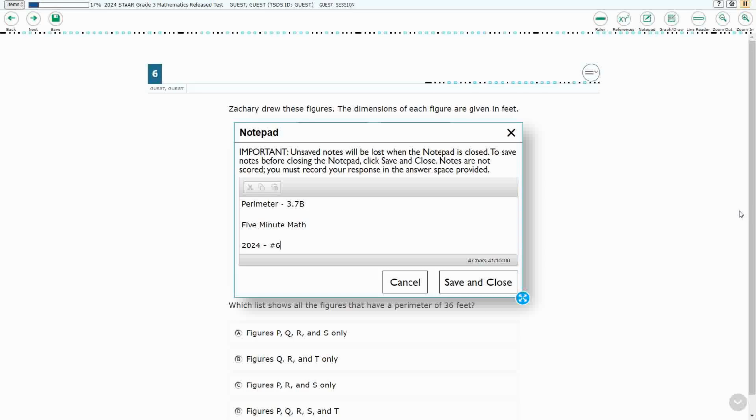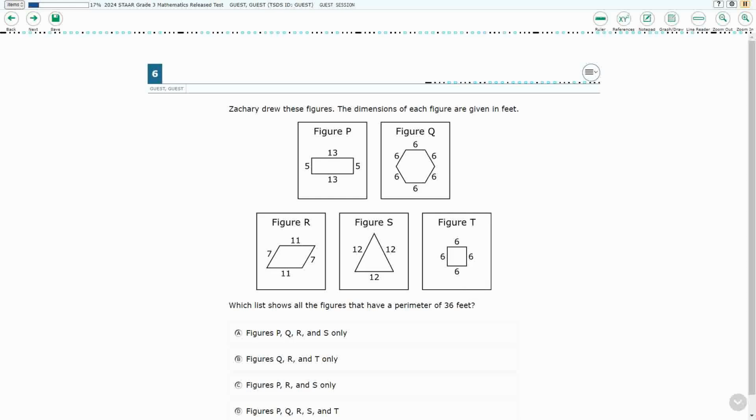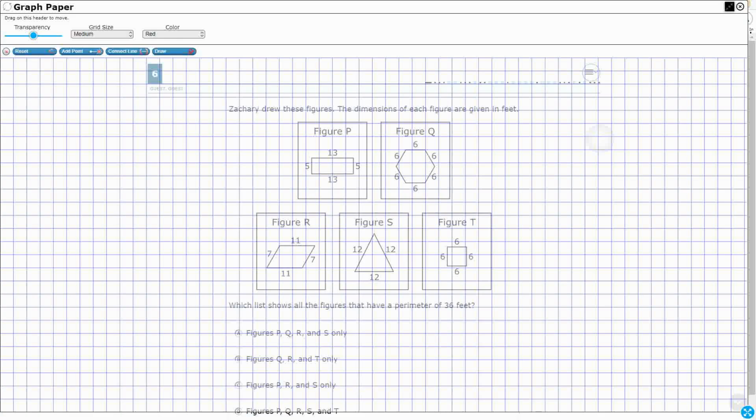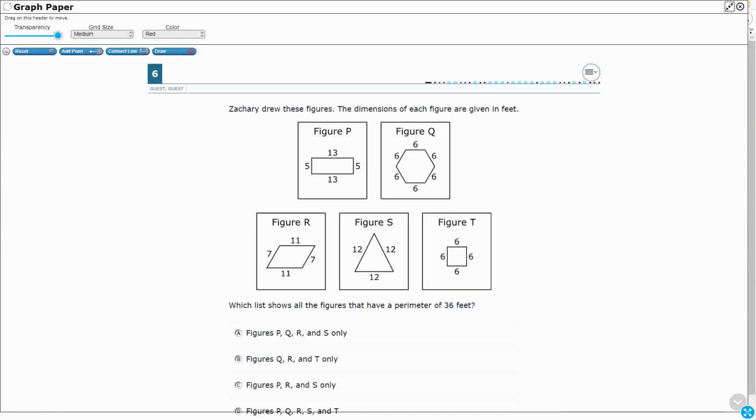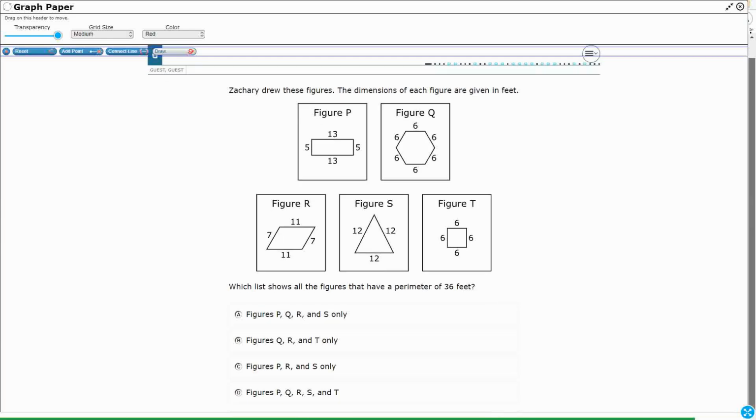This is standard 3.7b in the great state of Texas, and we are using item number 6 off the 2024 released STAAR test. If you haven't done so already, please go ahead and take a moment to pause the video, work this problem out on your own, unpause it, and we will look at our answers together.